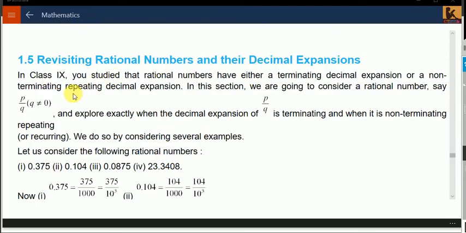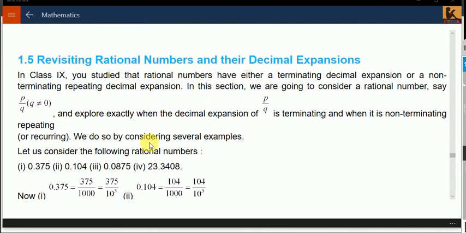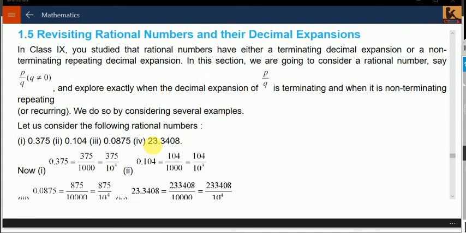Now we'll come to the next exercise, exercise number 1.4, revisiting irrational numbers and their decimal expansion. How will you know whether any decimal number is irrational or not? I told you in the last lesson that 0.13375 is a terminating decimal number. Then this will never be irrational. This will be a rational number.